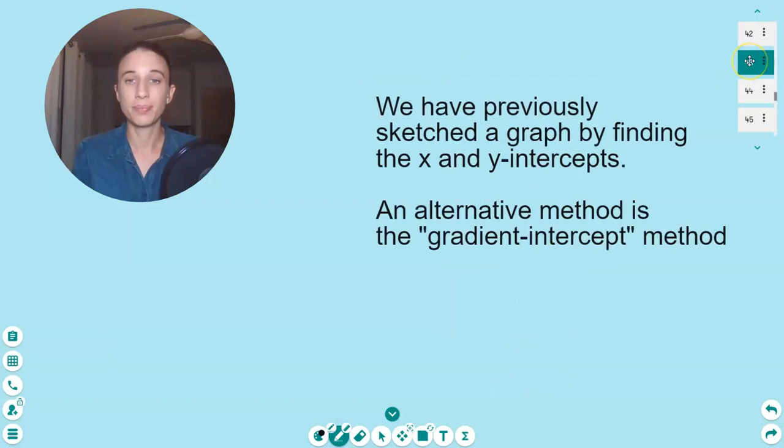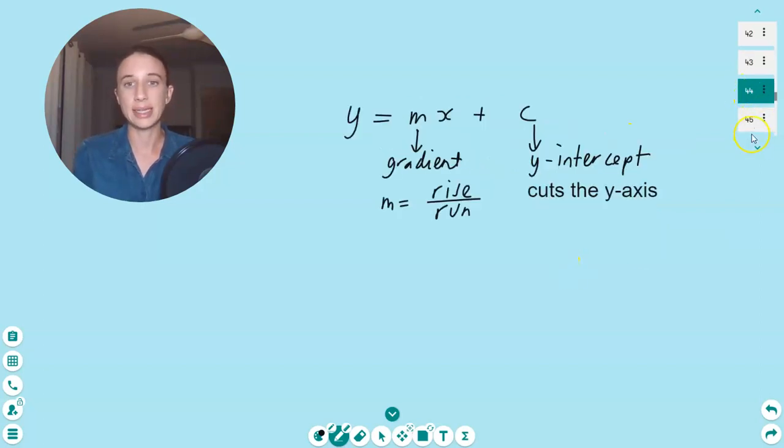Let's check it out. Just like I said before, we've previously sketched using the x and y intercept method. This is called the gradient intercept method. The first thing to know is that y equals mx plus c, and what these variables mean. m is the gradient, which we know is rise over run, and c is the y-intercept. That's where the graph cuts the y-axis, the vertical axis.